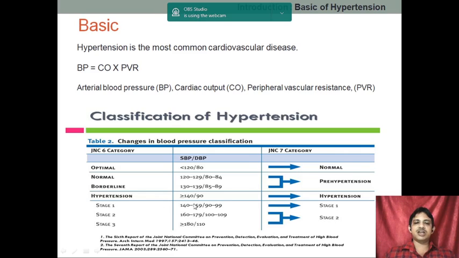Now what is the first category? In between 140 to 159 systolic and 90 to 99 diastolic. So that is stage 1, and as per JNC7, now also it is stage 1. Next is stage 2 as per JNC6, that is 160 to 179 systolic and diastolic 100 to 109, and stage 3 is more than 180 and more than 110. And now these two are combined and considered as stage 2. So this is the classification.